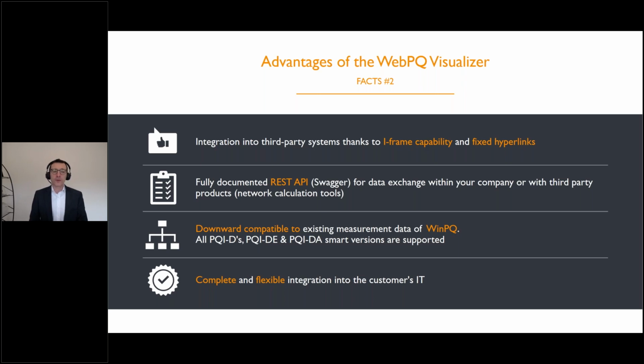We have therefore, which is very necessary to know, a fully documented REST API in case of Swagger for data exchange within your company, with universities, as well as also with third-party products, for example, network calculation or grid calculation tools. Where we are very proud of is that we are downward compatible to the existing measurement data of WebPQ. So all power quality meters from our side are supported with this new WebPQ Visualizer. We can integrate very flexibly in your system, in your IT network, which is a need-to-have functionality for the future, to have the opportunity that you get easy access to this very reliable and very accurate data.